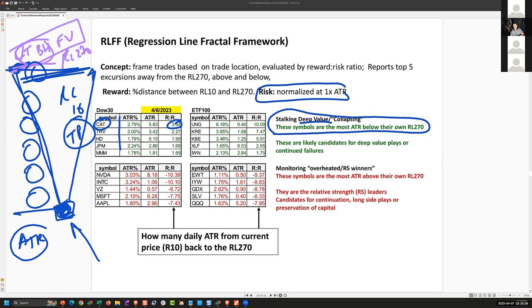These are the top 5 best values in terms of the number of ATRs away from the RL270 as a long-term fair target. And in the ETF 100, the most liquid 100, look at natural gas. It is 10 ATRs below its fair value. It's been murdered. Regional banks are 7.5 ATRs below their long-term fair value.